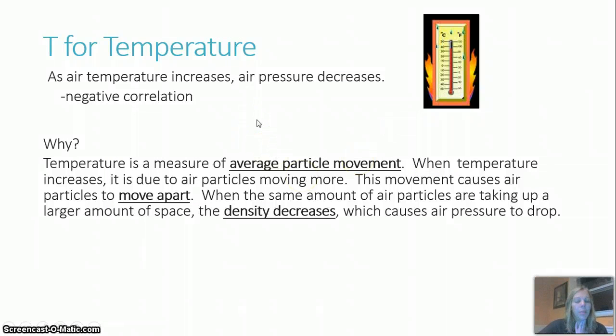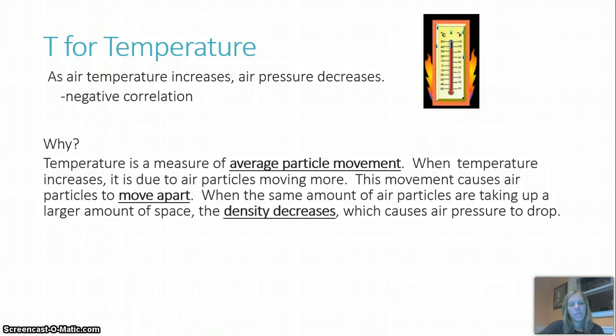So back to the acronym WET. T stands for temperature. As air temperature increases, air pressure decreases. Again, another negative correlation. Why is this? Well, first you need to understand what temperature is. Temperature is a measure of average particle movement. So think about it like this. If you were measuring the temperature of a certain amount of air, you could measure the movement of the particles, each one of them, add up the total amount of movement, and divide by the amount of particles. That's kind of what temperature is.